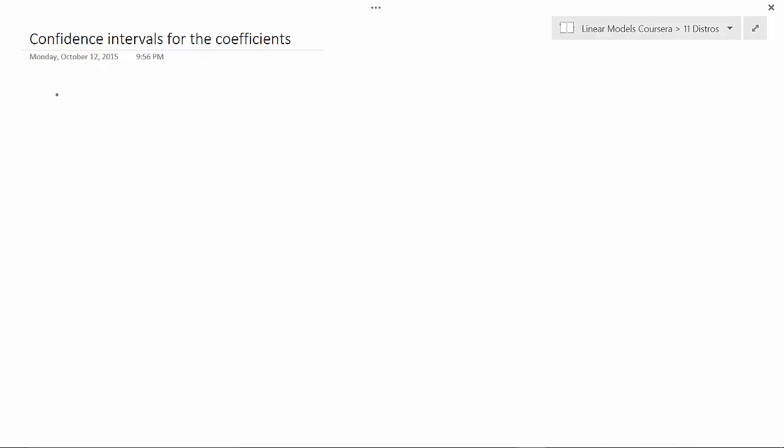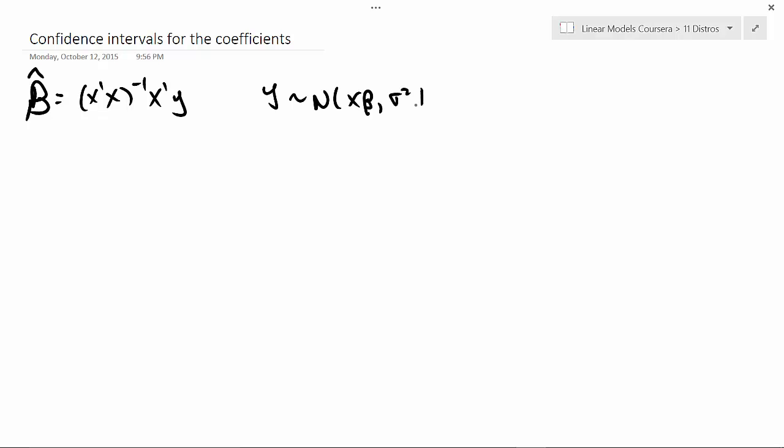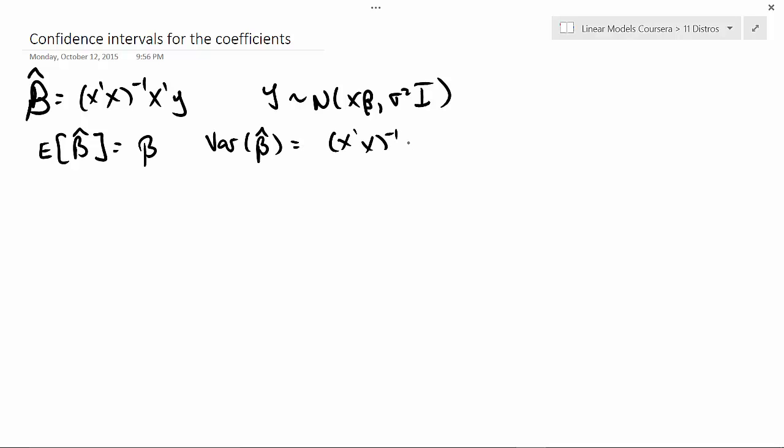Now that we have our chi-squared result, we can start proving confidence interval results for our coefficients. So beta hat, and if you don't know this already, if we haven't gone over this, it's X transpose X inverse X transpose Y. Under the assumption that Y is normal with mean X beta and variance sigma squared I, show that the expected value of beta hat is beta, and that the variance of beta hat is equal to X transpose X inverse sigma squared. And this should be old hat to you by now.